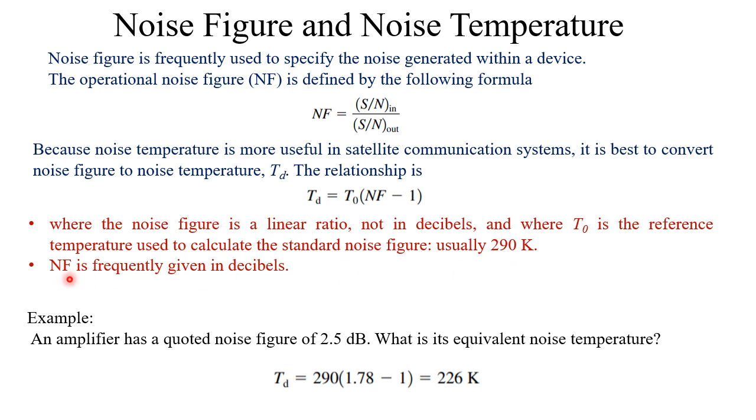Generally noise figure is given in terms of decibel, but when you use it in this expression, you have to convert it into ratio scale. Let us have an example. Noise figure is given as 2.5 dB. What should be the equivalent noise temperature? So Te equals 290 into 1.78 minus 1. If you convert this 2.5 dB, it becomes 1.78. This is in decibel, this is in the normal ratio scale. So it becomes 226 Kelvin.